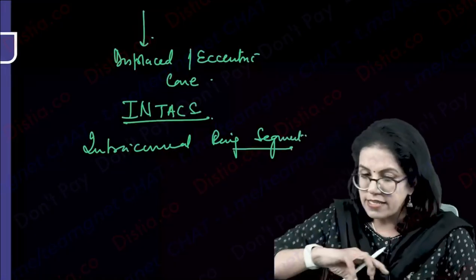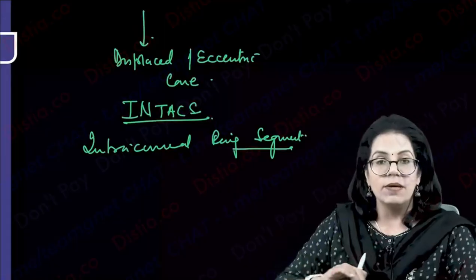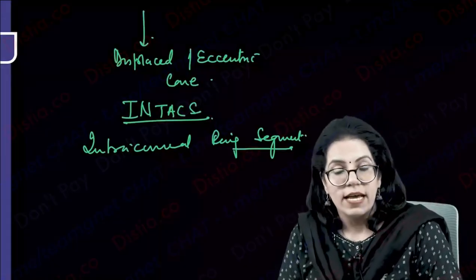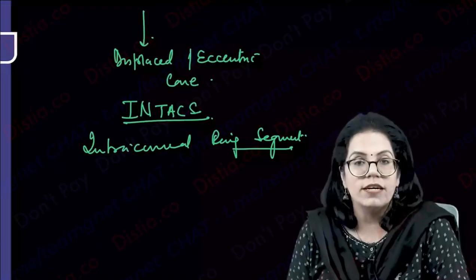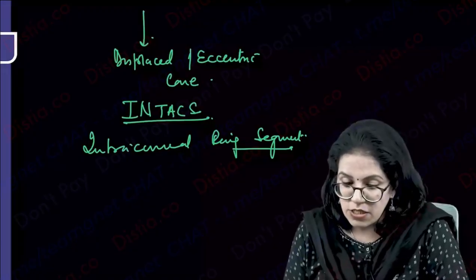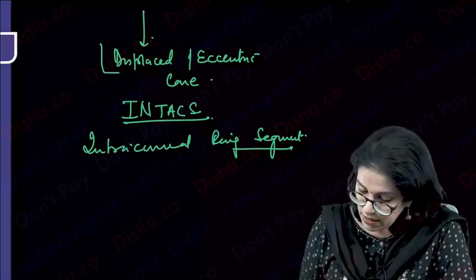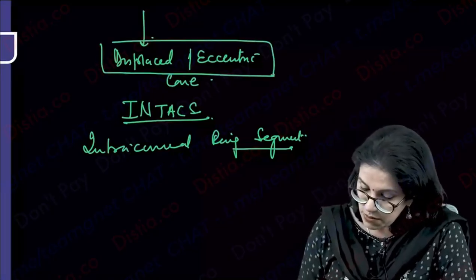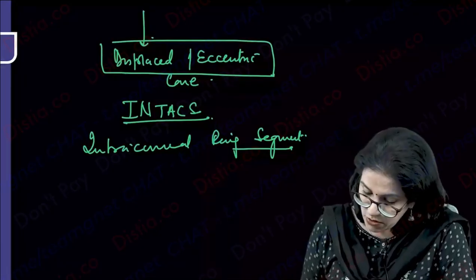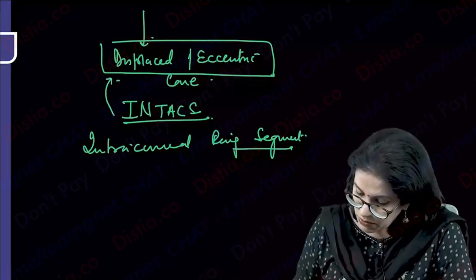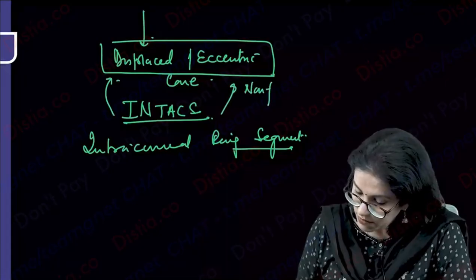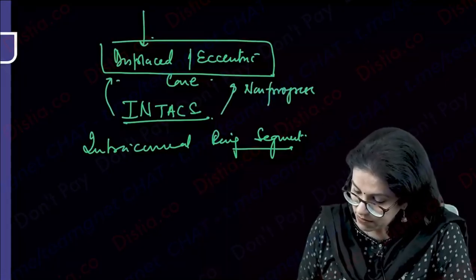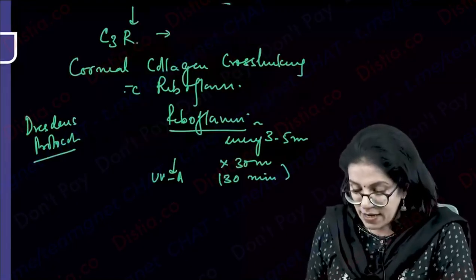Right? So you have to create a channel, which can be created either by laser or manually, and inside that channel you are putting these rings to alter the curvature. Right? So this is done when, of course, the position is eccentric, and also another point, I will do it when it is non-progressive. I will not be able to do it when it is progressive. So you can learn it like this.